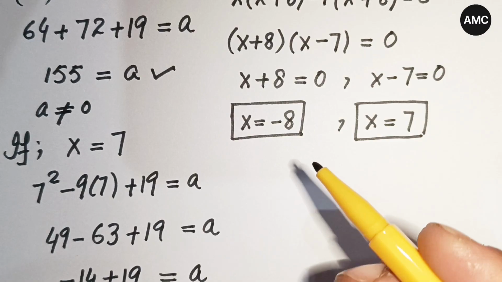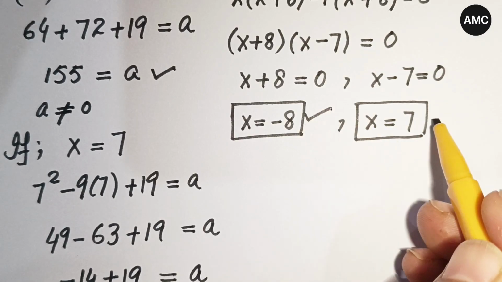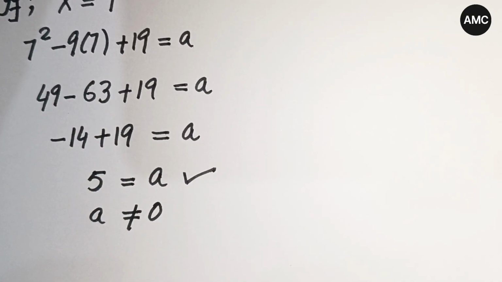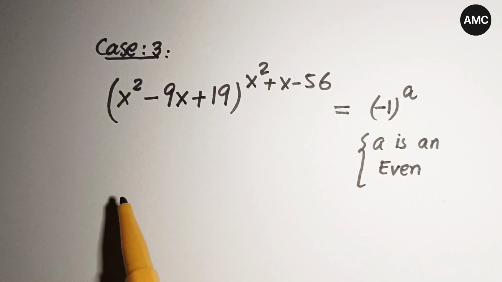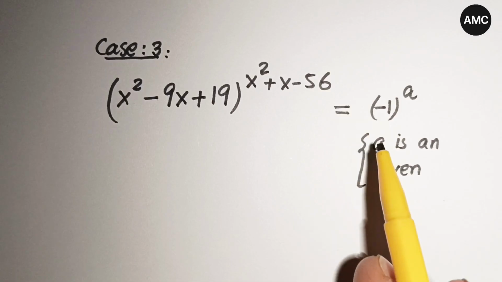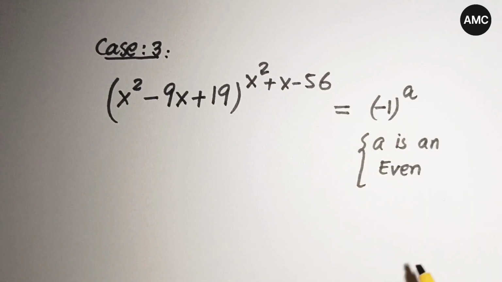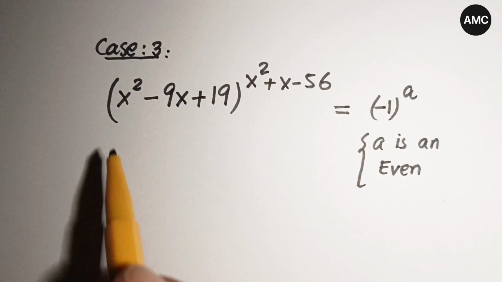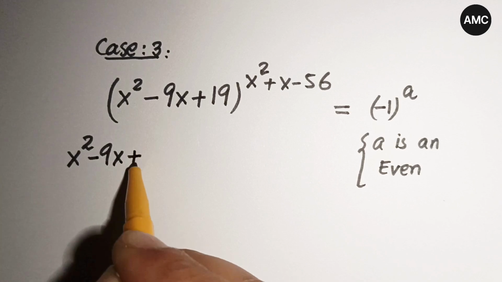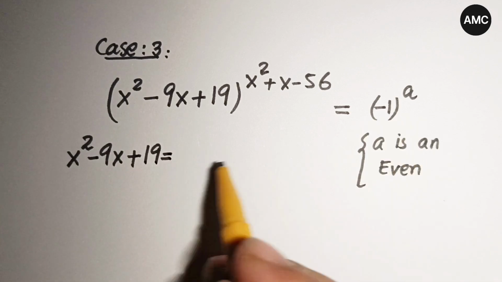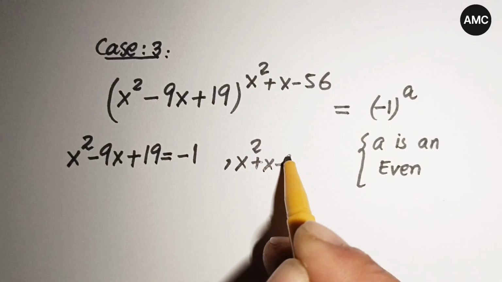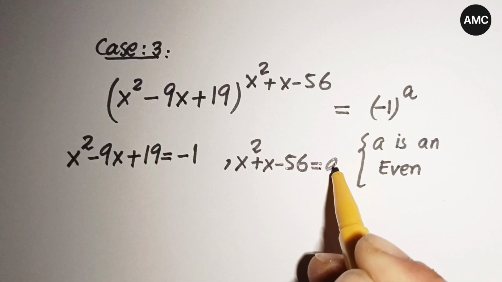So we have two values of x, and we found these two values are true. Now we are going to solve our case 3. Case 3 is (x² − 9x + 19) to the power (x² + x − 56) equals (−1) to the power a, so here a is an even number. Our first equation is x² − 9x + 19 = −1, and our second equation is x² + x − 56 = a.